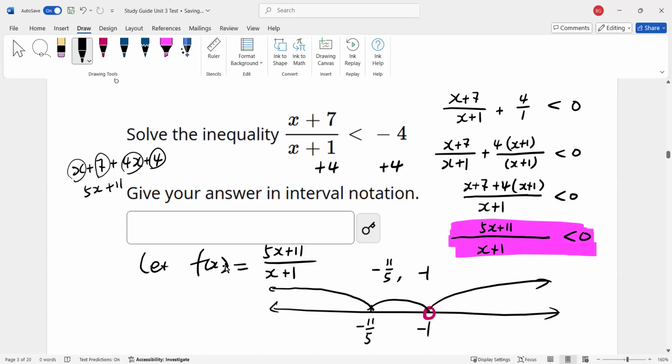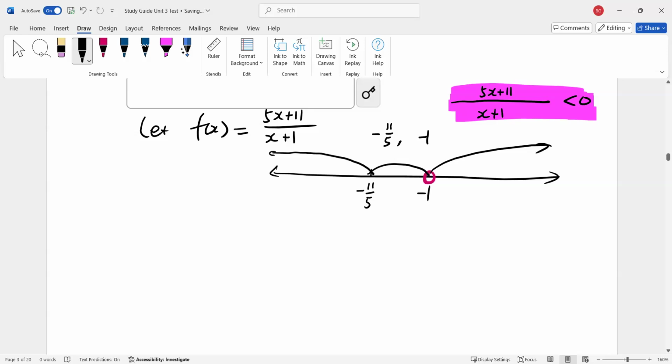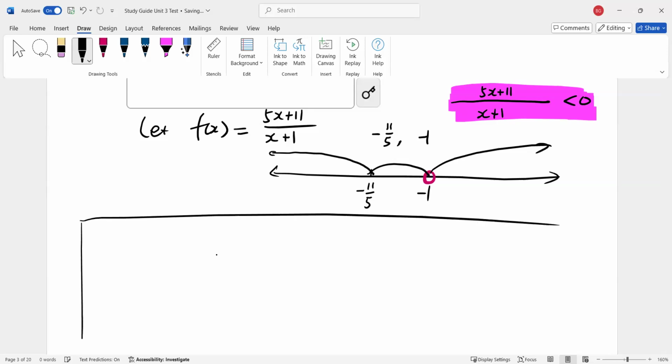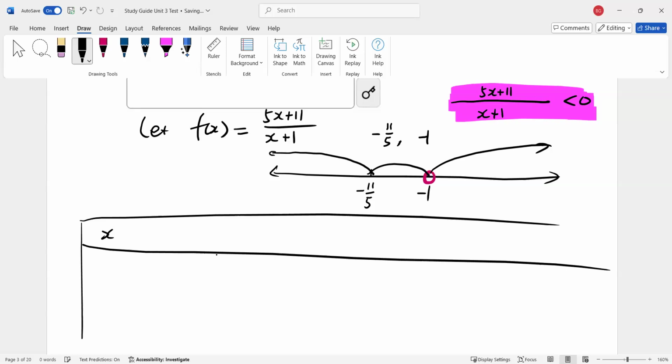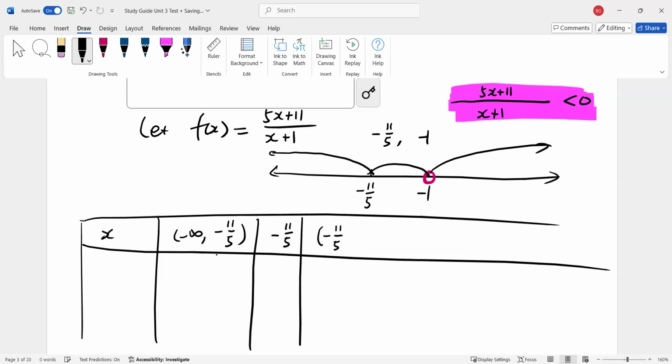And now we're ready for the sign chart method. Let's make the chart. x. So the first interval is negative infinity to negative 11 over 5. And negative 11 over 5 is a zero of the top, so it's also a zero of the function. Then from negative 11 over 5 to negative 1, and from negative 1 to positive infinity. 1, 2, 3, with the zero. Okay, that's the first row.